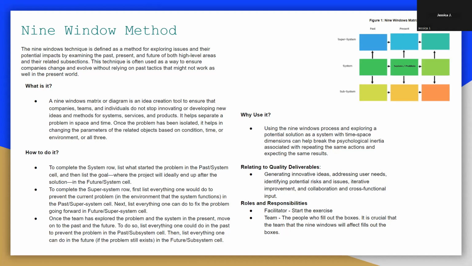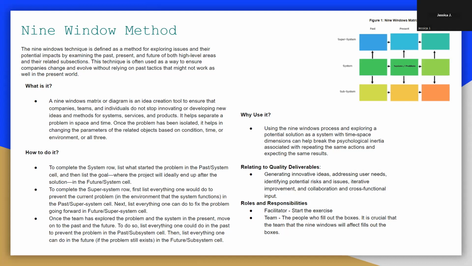So how you do it is there's 3 rows. There's the super system row, the system row, and the subsystem row. And then there's 3 columns. There's past, present, and future. So to complete the system row, you list what started the problem in the middle box. And then you list the goal where the project will ideally end up after the solution in the future system cell. And then in the past box, you put how you got to the incident happening or the idea.